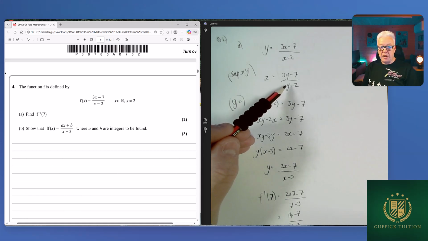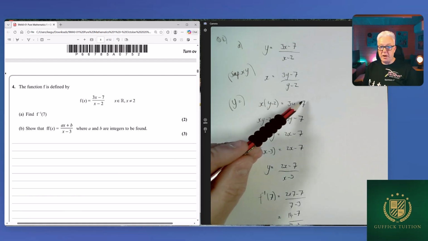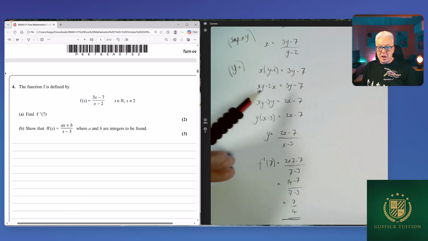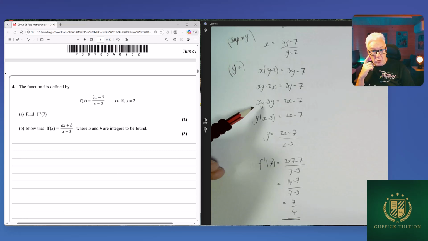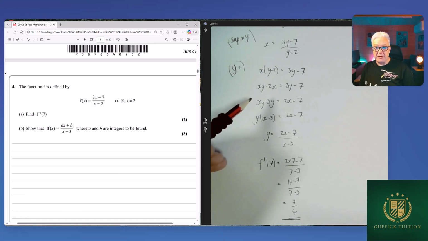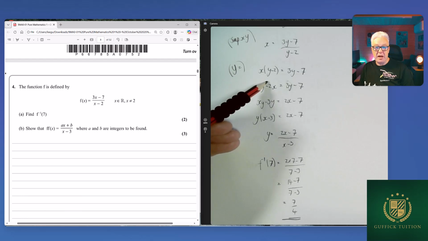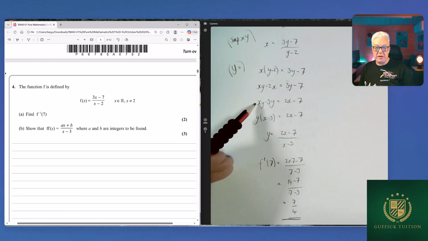So we now multiply both sides by y minus 2, giving us x times y minus 2 equals 3y minus 7. We now expand the bracket, so x times y and minus 2 times x. So that gives us that when we expand it. We now need to get everything that has just a y on one side and everything else on the other. So this 3y is going to come over to the left-hand side, and this minus 2x is going to be moved to the right-hand side. And that's what's happened in this line here.